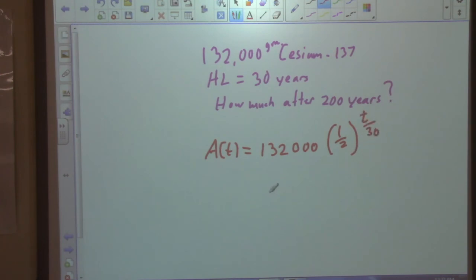Okay. And then do the same equation, but you put 200 as T. 200 is T, okay. So A of 200. And what'd you get for that?